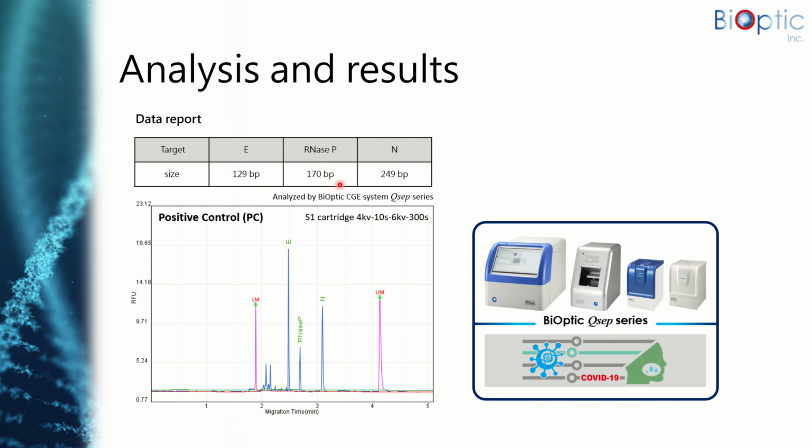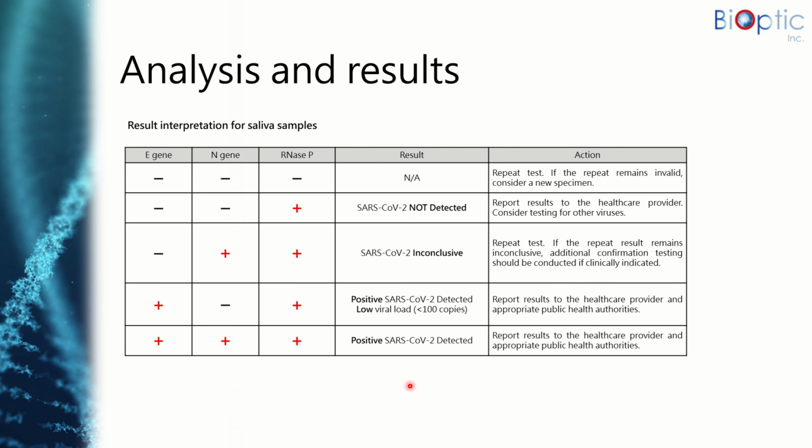This figure is the result of the positive control. The pink peak is the alignment marker. The alignment marker is used for pattern alignment and to calculate the size of each peak. Our Q-analyzer program can also identify the peaks. The interpretation is automatic. And this is the interpretation of results.